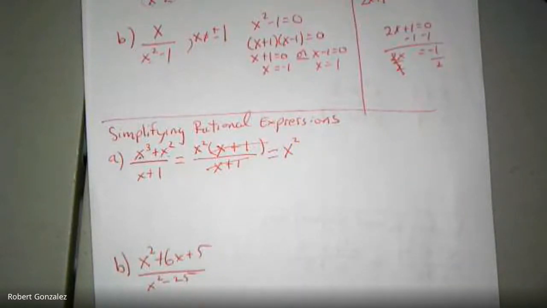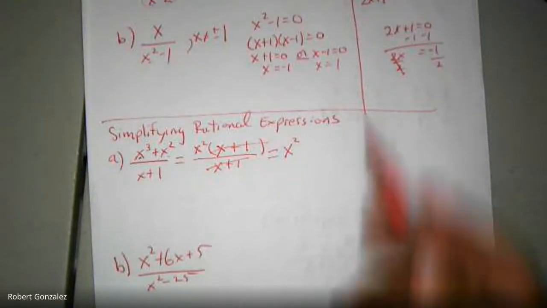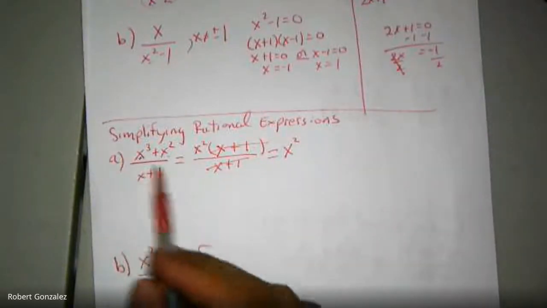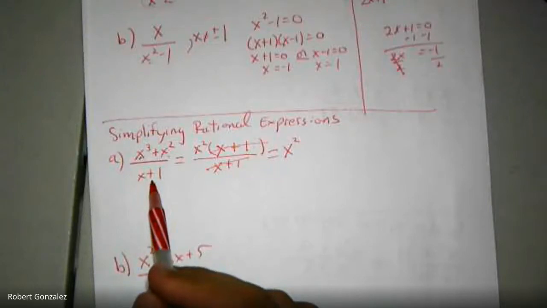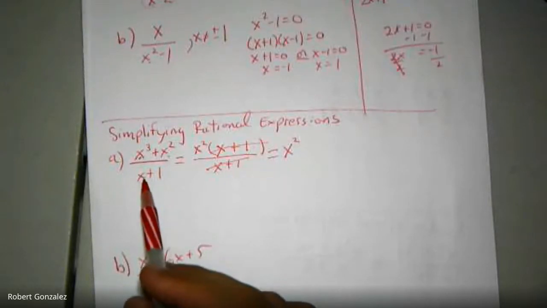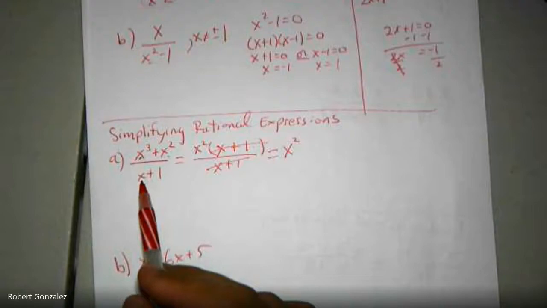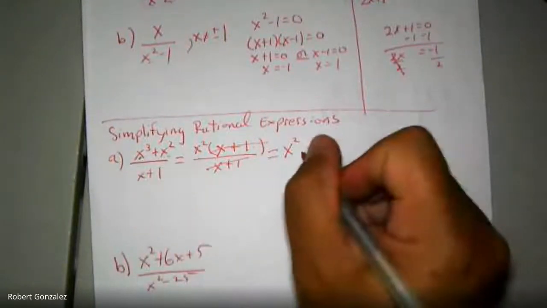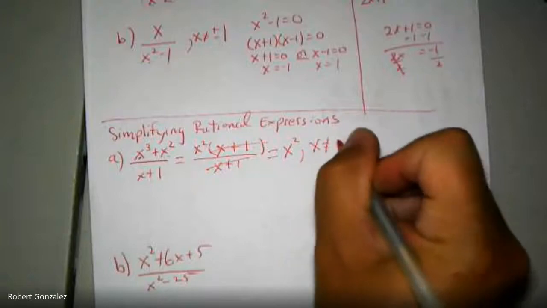There's only one problem, though. We have to state all the excluded values like we did up above. So what number makes the denominator equal to 0? Well, I can see that -1 cannot be in for x, or you'll make the bottom 0. So x cannot equal -1.